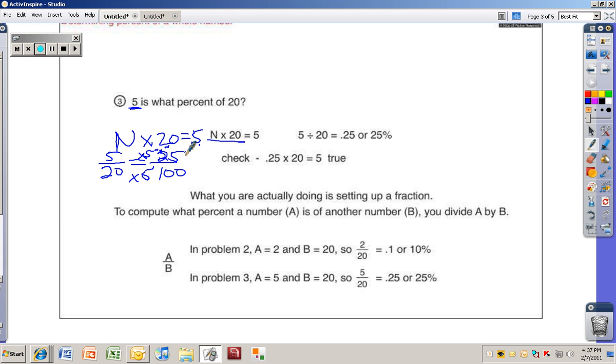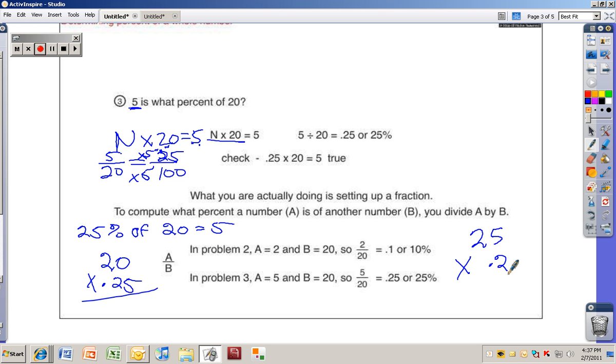25. And so let's check it to make sure it's true. If we're saying that 25% of 20 is equal to 5, that's what we're saying, right? So 20 times 0.25, does that come out to be 5? Let's write it the other way around. I don't like it that way. Let's check it. 25 times 0.2. 5 times 2 is 10. Carry the 1. 2 times 2 is 4, 5. Move the decimal point over one spot, and look, it comes out to be 5. So the answer is 25%. 5 is 25% of 20.